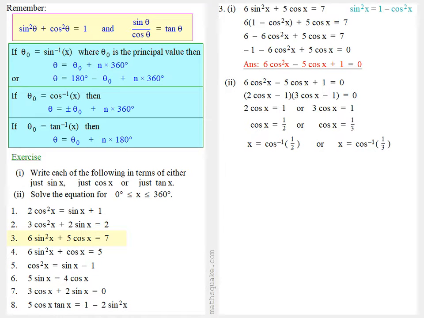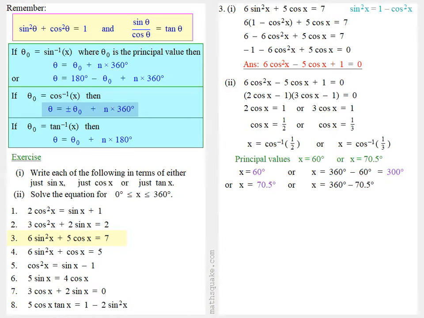Now, if we take the inverse cosine of each of those, we get principal values of x equals 60 or x equals 70.5 degrees. Now, if we want the general solution, x is 60 or x is equal to 360 minus 60, which is 300 degrees. If x is 70.5, x can also equal 360 minus 70.5, which equals 289.5 degrees. So we have four solutions: x is equal to 60, or 300, or 70.5, or 289.5 degrees.